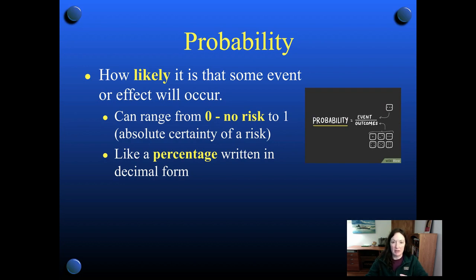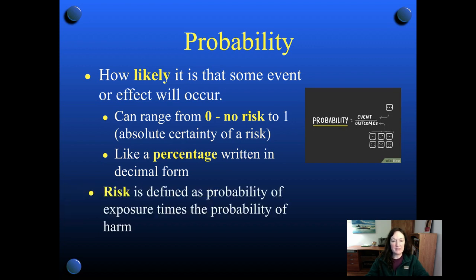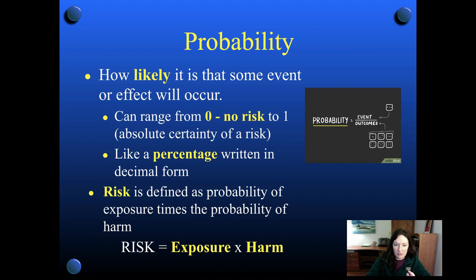It kind of helps to think about it, I think, more as a percentage, even if you do see it as just a number. Risk is defined as the probability of exposure times the probability of harm. So this is the more environmental science oriented definition of risk. So it's the exposure, or the amount of times you are exposed to something or the quantity that you're exposed to, times the harm that could result as a result of that hazard. So that is risk defined in terms of what we'll be seeing in environmental science.